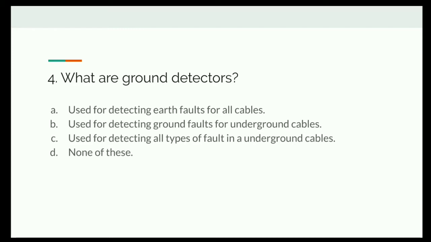What are ground detectors? Option A, used for detecting earth faults for all cables. Option B, used for detecting ground faults for underground cables. C, used for detecting all types of fault in an underground cable. D, none of these. The correct answer is used for detecting ground faults for underground cables.